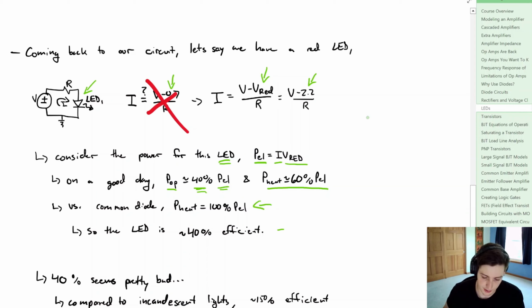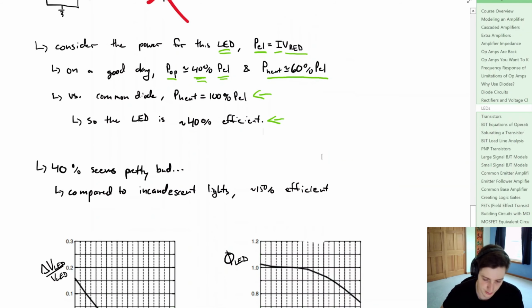So what we can really say is that the LED, when it's in a very good mood, it'll be 40% efficient. Now 40% seems pretty bad, but if we compare this to something like incandescent lights, we're looking at, on a good day again, about 15% efficiency. So extracting light from electronics is a very unique and difficult process.